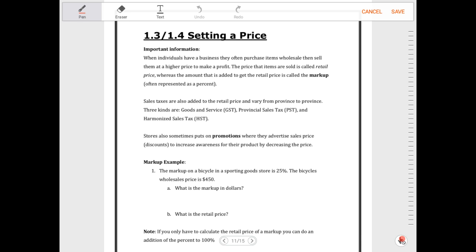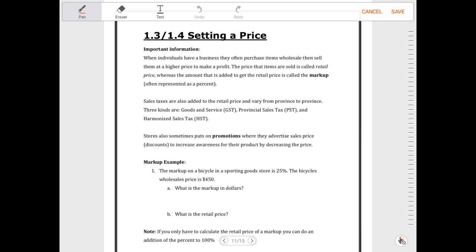Now, sales taxes are also added to the retail price and vary from province to province. There are three kinds of taxes. There's the GST, Goods and Services Tax. There's a PST, Provincial Sales Tax, and a Harmonized Sales Tax. Now, at this point in time, we do not have a PST in Alberta. Of course, there are different provinces throughout Canada that do have a PST, and we have GST, which affects us. So quite often, if we see a price tag, we go to the till and it's more, and that's because there's taxes tacked on to what we are paying.